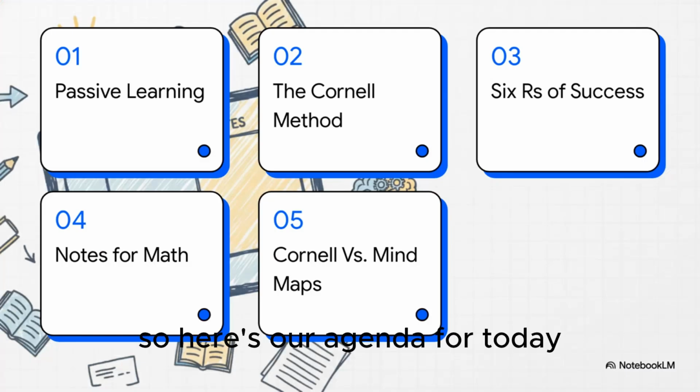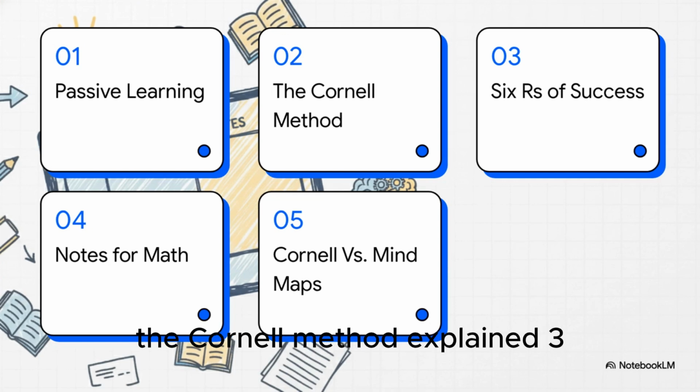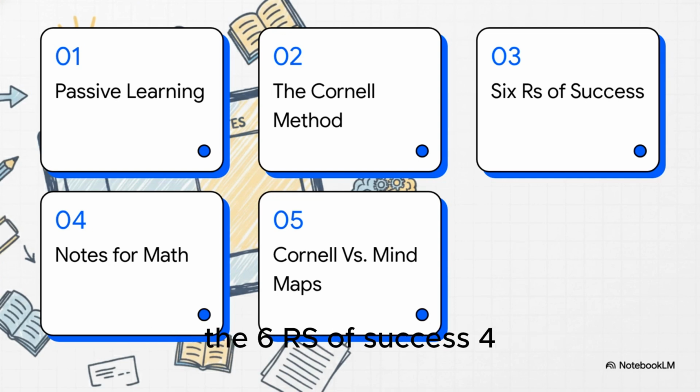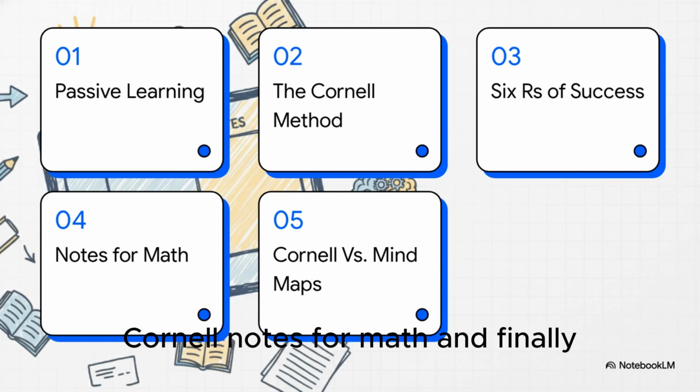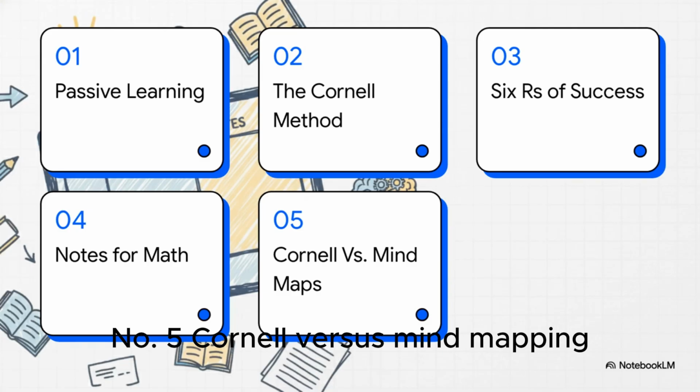So here's our agenda for today to solve those study struggles. 1. The passive learning trap. 2. The Cornell method explained. 3. The 6 R's of success. 4. Cornell notes for math. And finally, number 5, Cornell versus mind mapping.